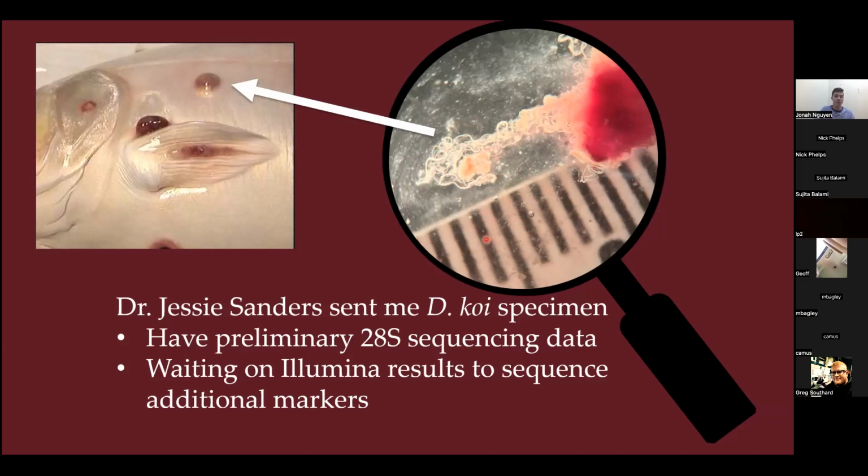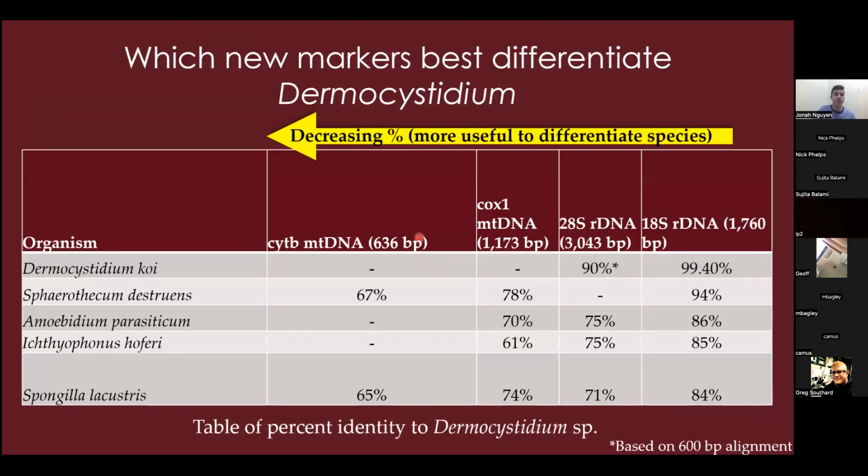So Dr. Jesse Sanders sent me a decoy specimen. And from that, I have preliminary 28S data, but I'm still waiting on Illumina data to sequence more markers such as COX-1 from that. But with that, I'm able to make a table like this. So you can see that going this way to the left, there's a decreasing percent similarity to my Dermocystidium species. These are showing percent similarities to my Dermocystidium species.